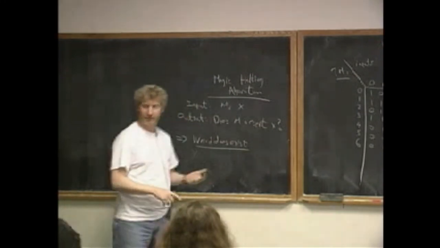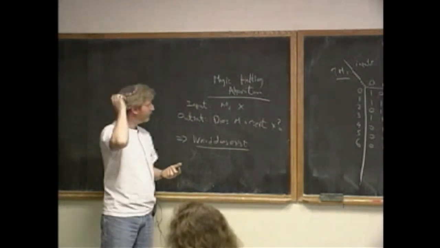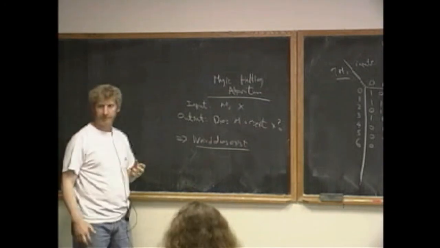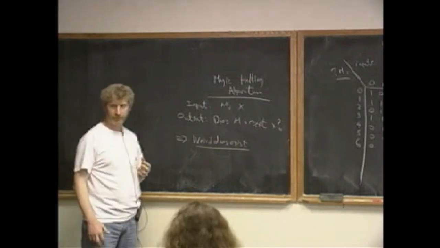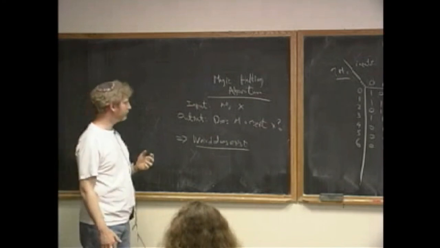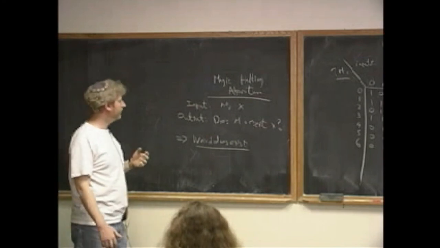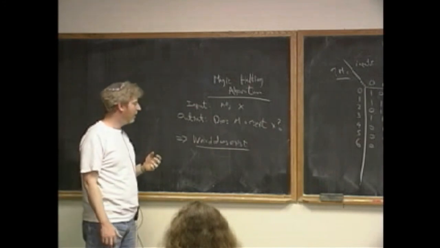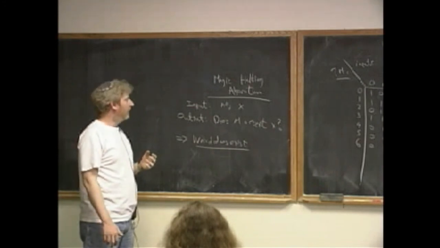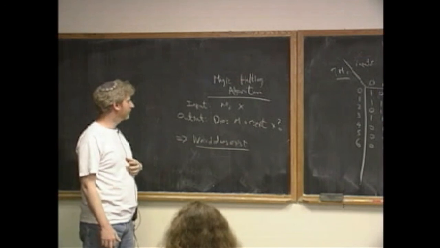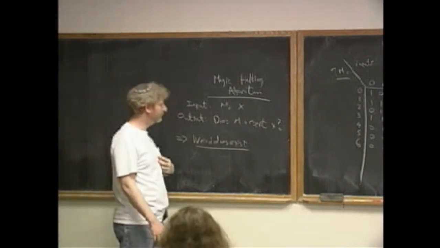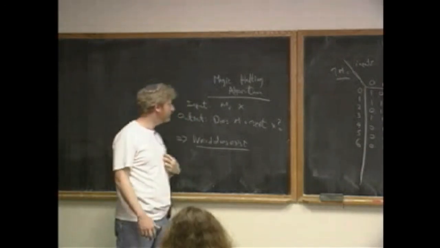Now this is because of the fact that we've defined computability to be the things that Turing machines can do, and therefore for an algorithm to exist, it has to be computable by a Turing machine. So conceivably, if we were to broaden our notion of computability outside of that realm, this might not be a problem.